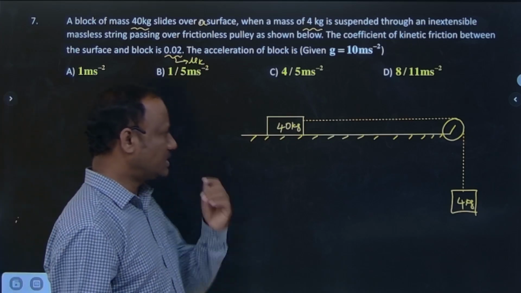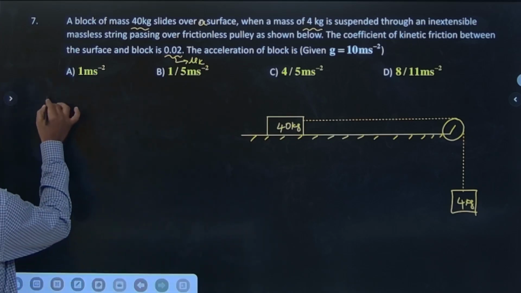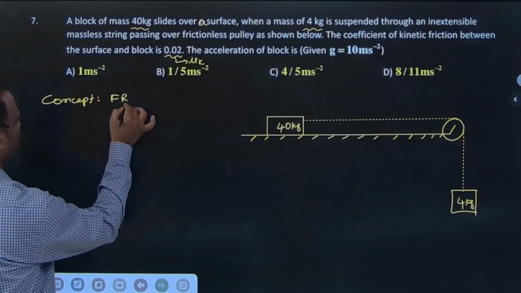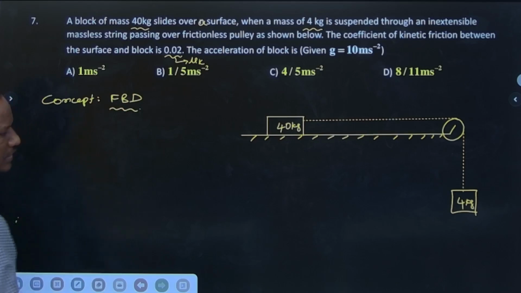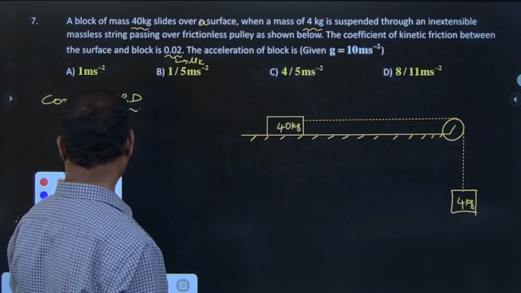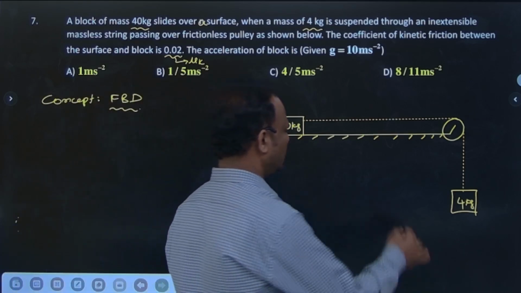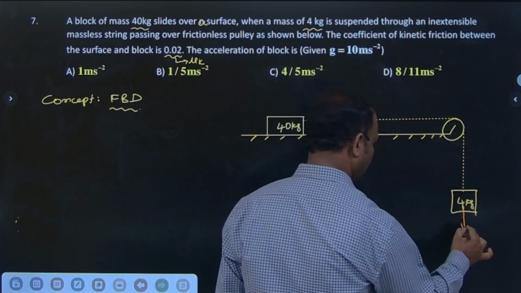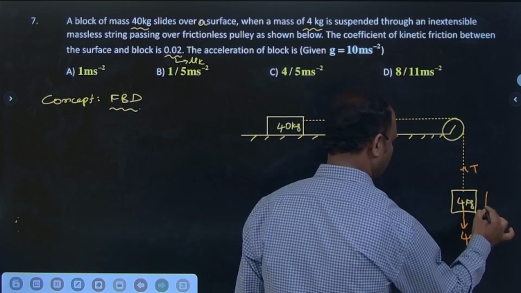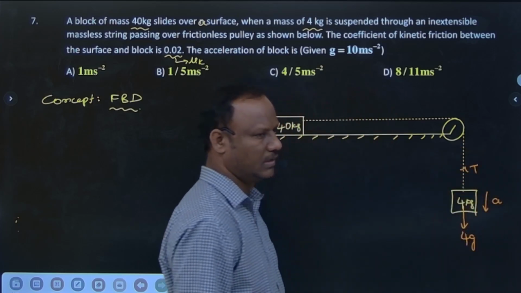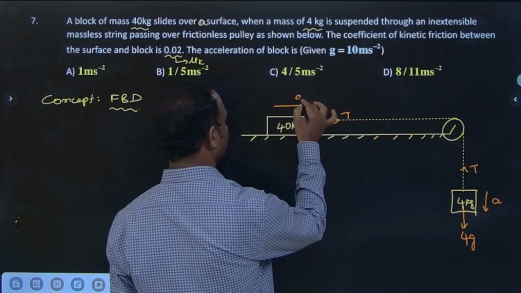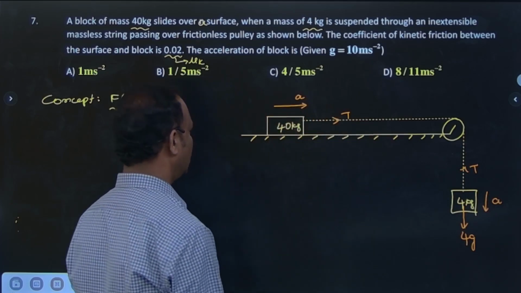If any such situation is given, the concept is the free body diagram. First you can move on that. Here is a string. Its weight is 4g, tension T, acceleration downwards. The tension away from this one is T, and the acceleration is in the forward direction.